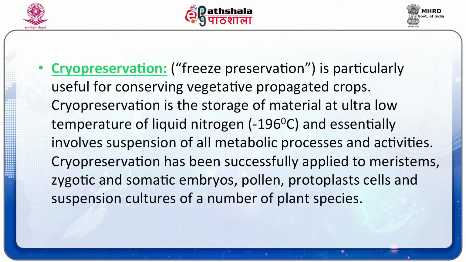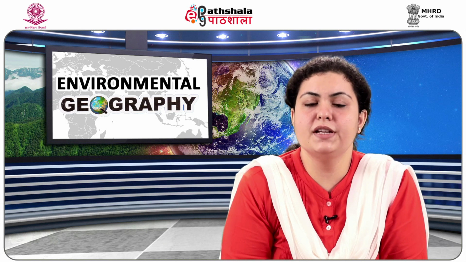Third is the cryopreservation or freeze preservation. This is particularly useful for conserving vegetative propagated crops. Cryopreservation is a storage of material at ultra low temperature of liquid nitrogen, that is minus 196 degrees Celsius, and essentially involves suspension of all metabolic processes and activities. Cryopreservation has been successfully applied to meristems, zygotic and somatic embryos, pollens, protoplast cells and suspension cultures of a number of plant species. Biodiversity Conservation Council of India, BICCI.